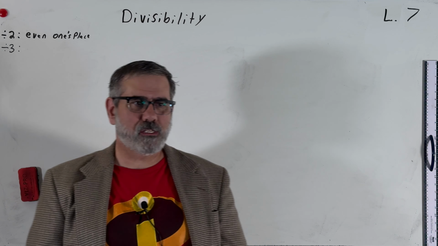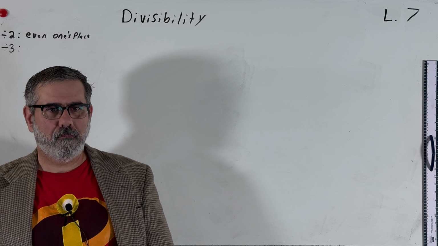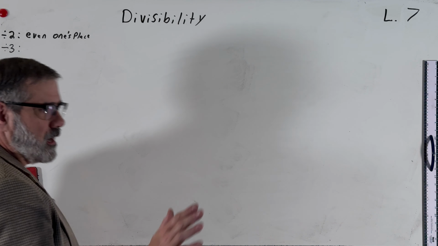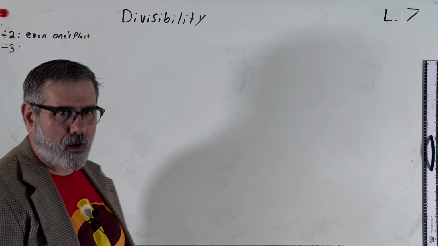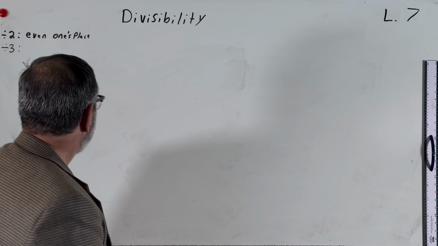But remember from our last lecture on prime numbers, every number is divisible by 1. So, yeah, exactly, no reason to talk about that. The divisibility rule for 1 is: is it a number? If the answer is yes, then it's divisible by 1. All right, divisibility by 3.